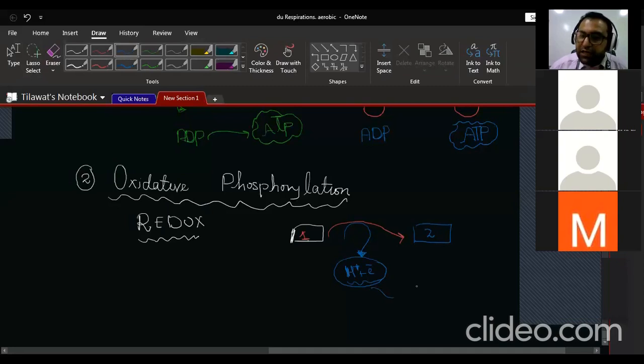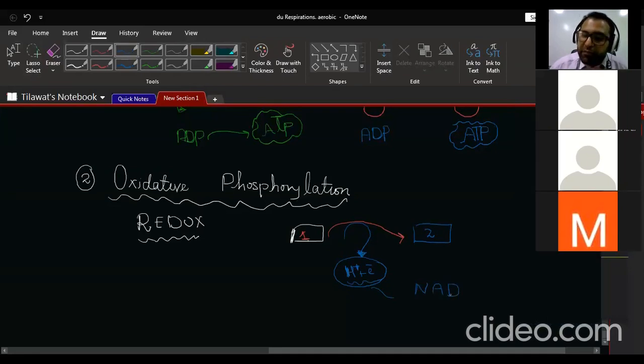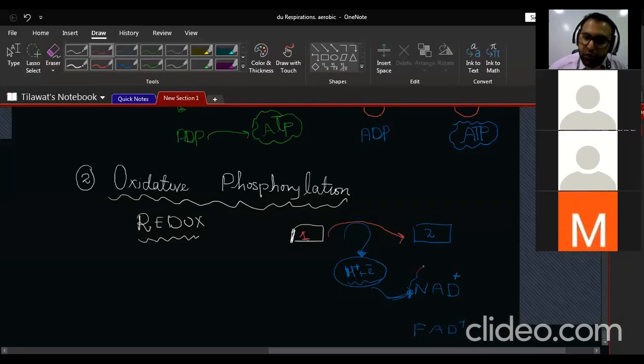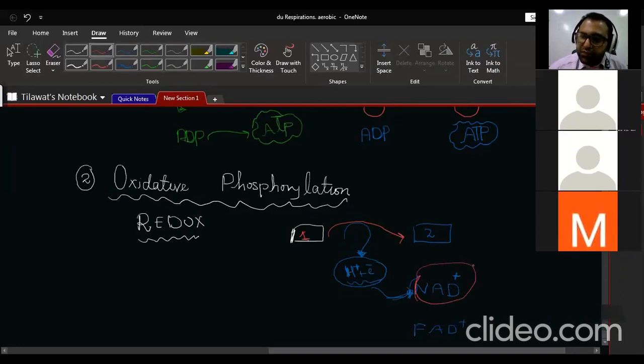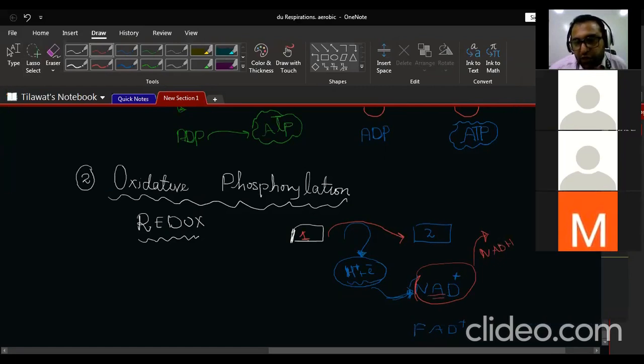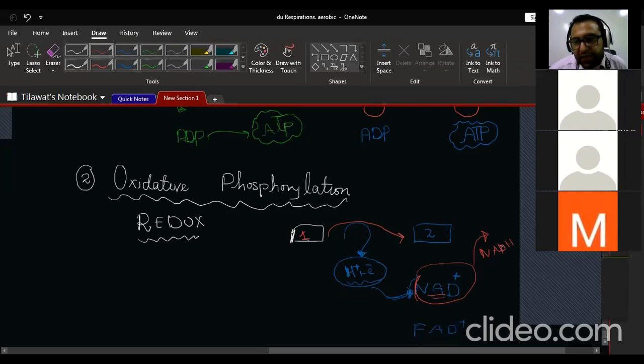That electron will be received by an electron carrier molecule, and the name of that is NAD, nicotinamide adenine dinucleotide. In this case, who will receive the electron? Please be with me. NAD will receive the electron, and NAD will convert into NADH. Correct or no? So it means this NAD becomes what, reduced or oxidized? Reduced.